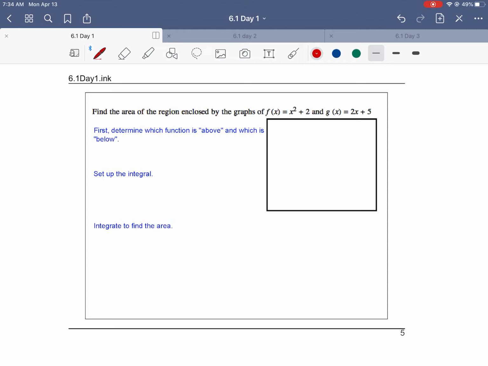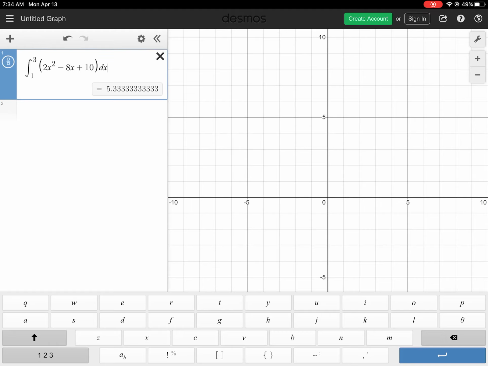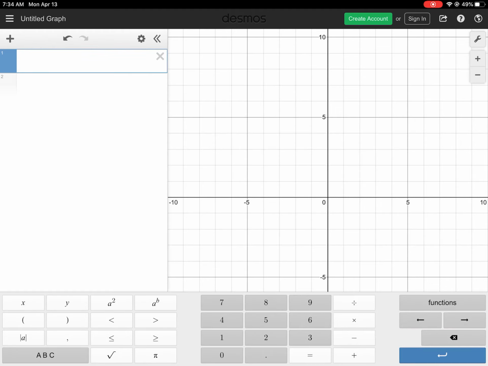Okay. So here I don't give us a graph. Find the area of the region enclosed by these graphs. They also don't give us an interval. But the language saying region enclosed implies that these two functions must intersect, and therefore those points of intersection are going to fully enclose it. So let's go to Desmos and graph x squared plus 2 and 2x plus 5.